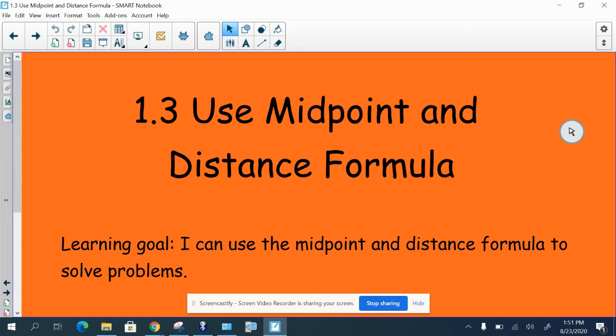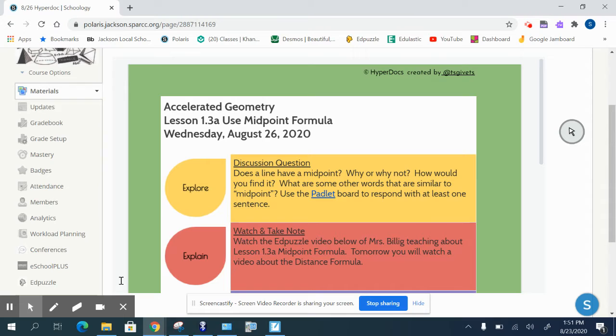Before you head into this lesson, just a reminder that for class, the first thing you were supposed to do on the hyperdoc was the discussion question. So it asked, does a line have a midpoint? Now, let me say this question again. Does a line have a midpoint? So think about why or why not a line would or would not have a midpoint. How would you find it? And then what are some words that are similar to the word midpoint? Think mid. What are other words that are similar to that you would use in your everyday life?